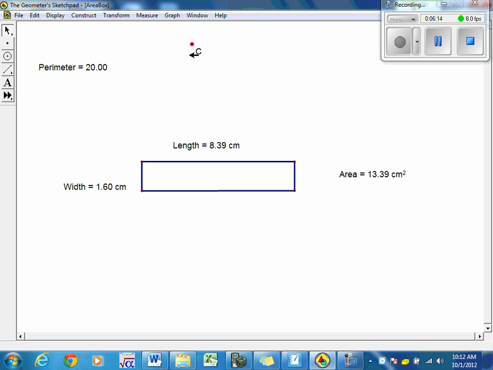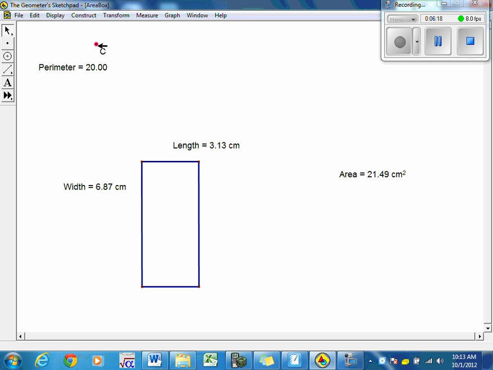Keep going. Right about there. Approximately. And if you've done this before, you know the maximum area is going to be when you have a square, 5 by 5. However, here we don't have that because we have a house on one side. So it's not going to be just a square. But what maximizes our area?